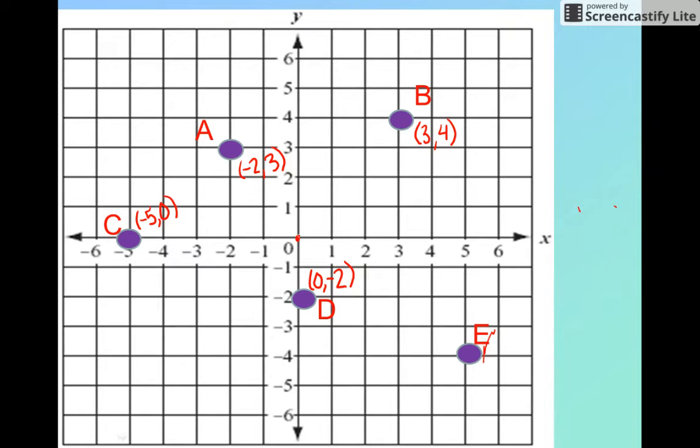And my last one is point E. Start at the origin, go over to E, 1, 2, 3, 4, 5, and go down 1, 2, 3, 4. Went to the right 5, and I went down 4.